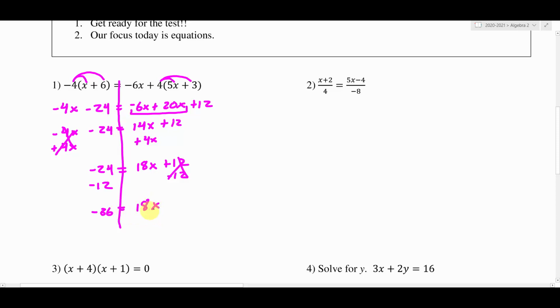And then the last step here is to undo this multiplication between the 18 and the x. So we're going to use division to do that. So I'm going to divide both sides by 18, and the 18s will cancel.